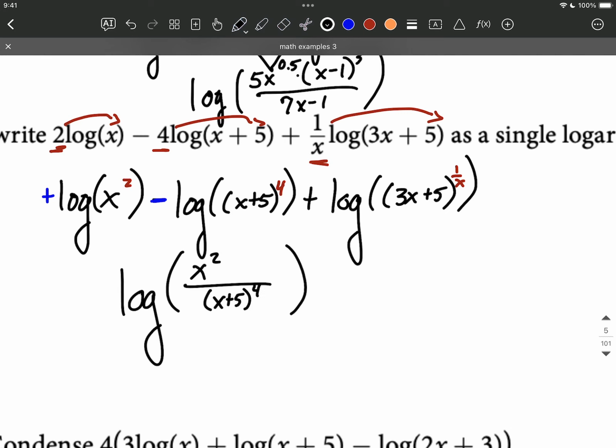And then lastly, we have a positive out in front of this last log, that's going to end up in the numerator being multiplied as well. So it's multiplied by 3x plus 5 to the 1 over x power. And we've done it. We've accomplished our goal of combining it all together into a single logarithm with a coefficient of 1 out in front.